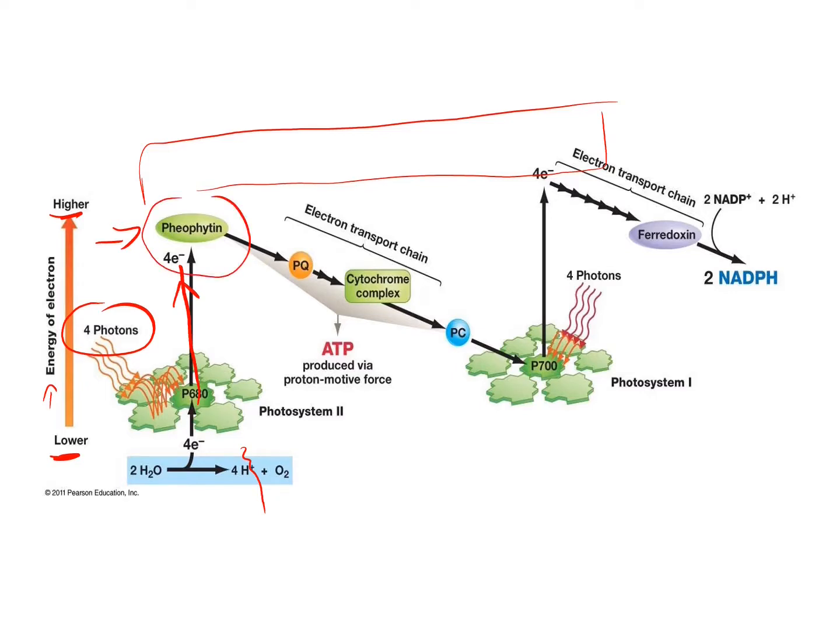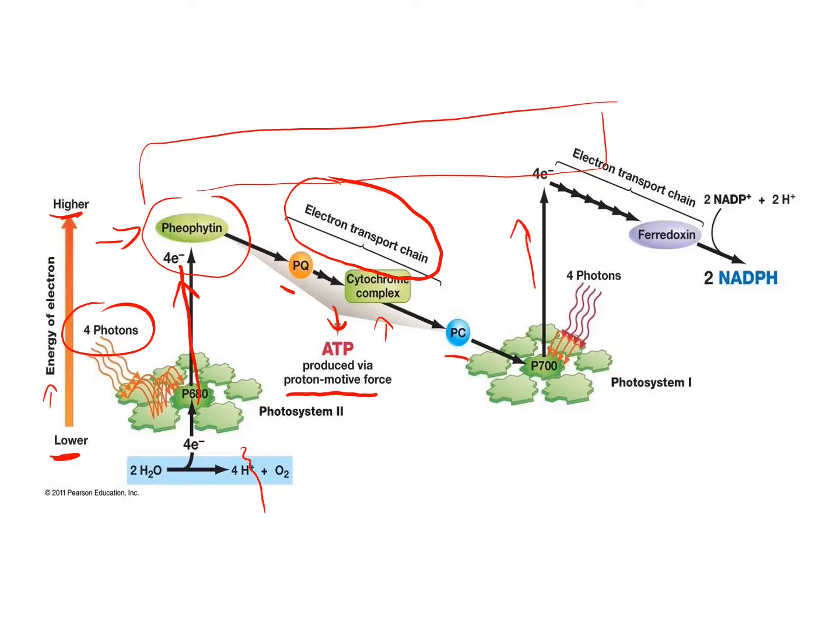up to the reaction center, and then they will go to an electron transport chain, and in this case it will be different proteins. Here you have the cytochrome complex, and this will produce ATP through this proton motive force, similar to what happens during cellular respiration.